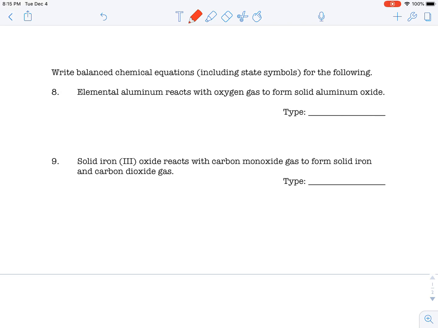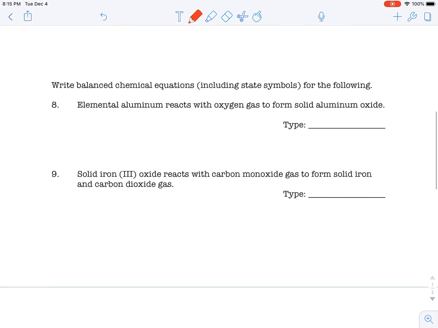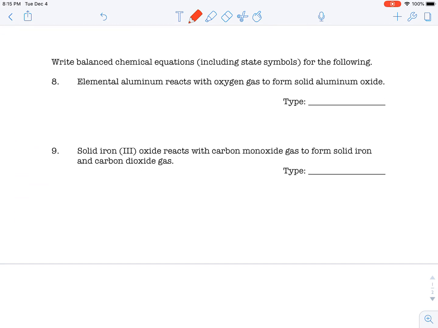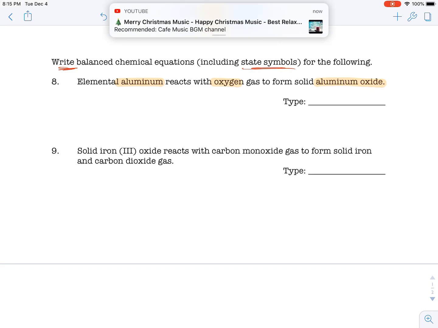This is the back side of 12-4 homework. We just went through the front side, and now we're finishing up with the last two questions on here, which is translating from words to symbols with state symbols as well. Alright, so our first step when we go through and do this is to make sure and translate from words to symbols. So I'm going to go through and highlight the things that need to be translated to symbols. So we've got aluminum, oxygen, and aluminum oxide. So we've got to translate those from words to symbols.